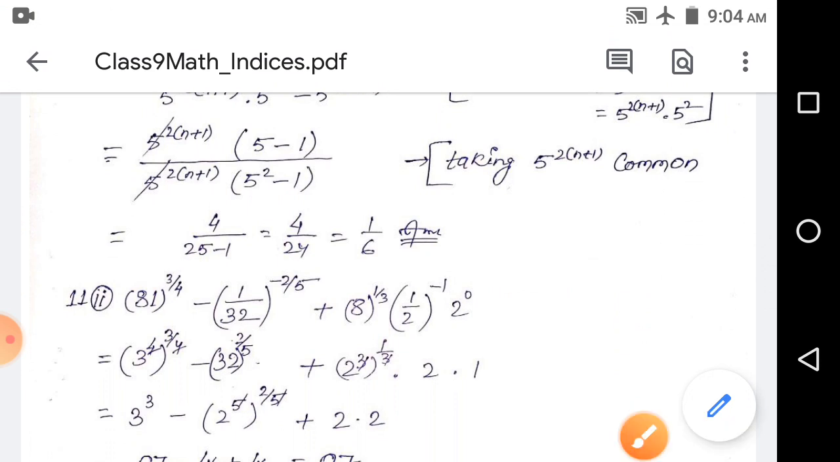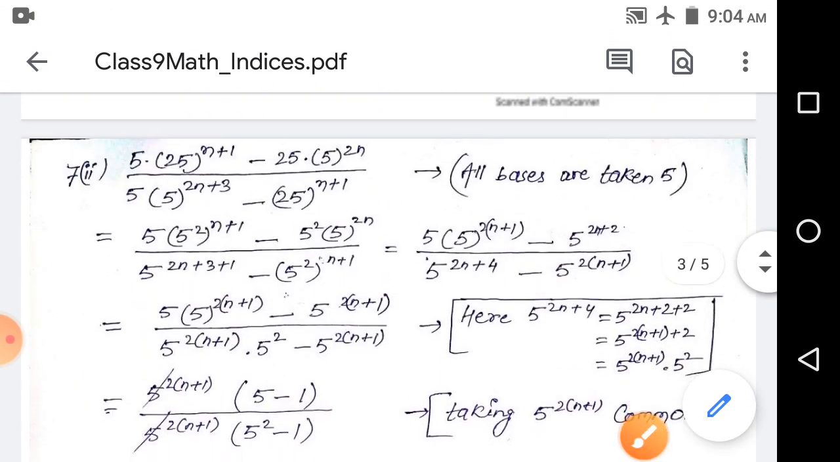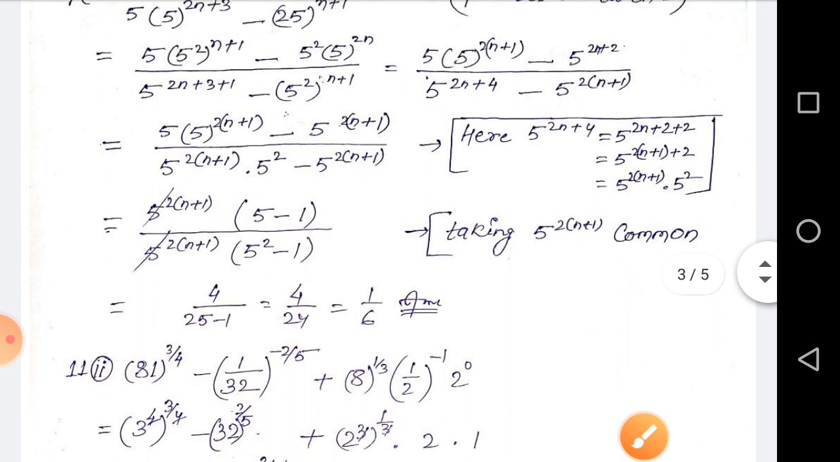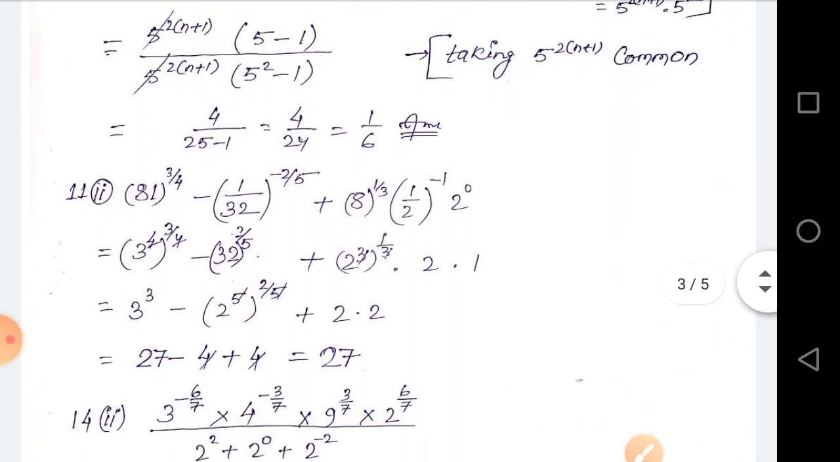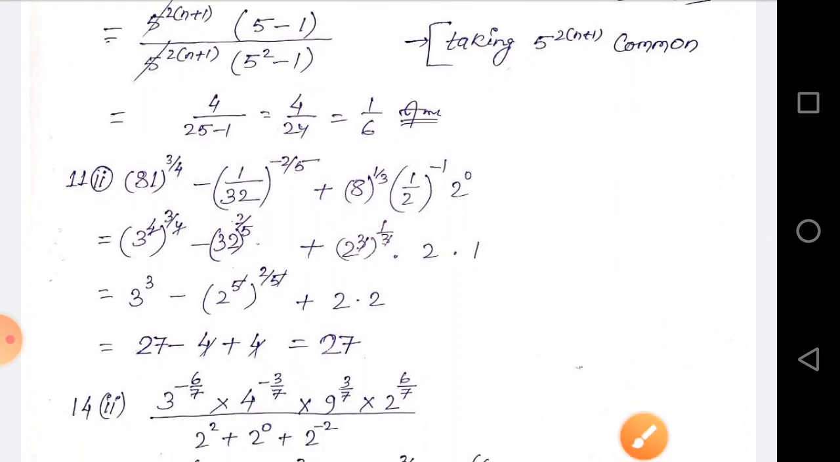Come to the next, because we have solved up to number 7, so question number 8, 9, 10 and 11 also, 11 bit 1 also, you should try to solve, and you can, I guess. See this one, question number 11 bit 2.